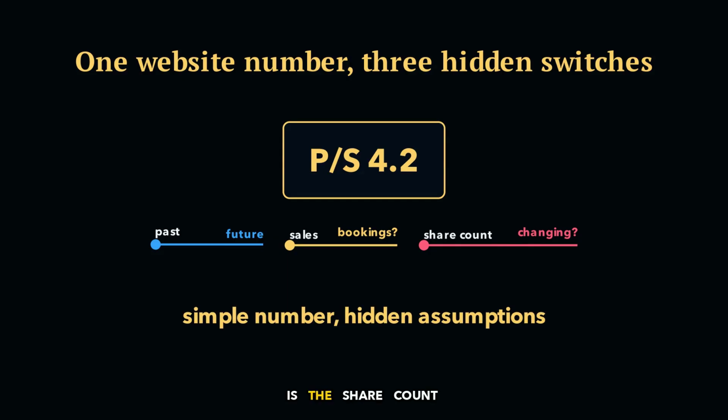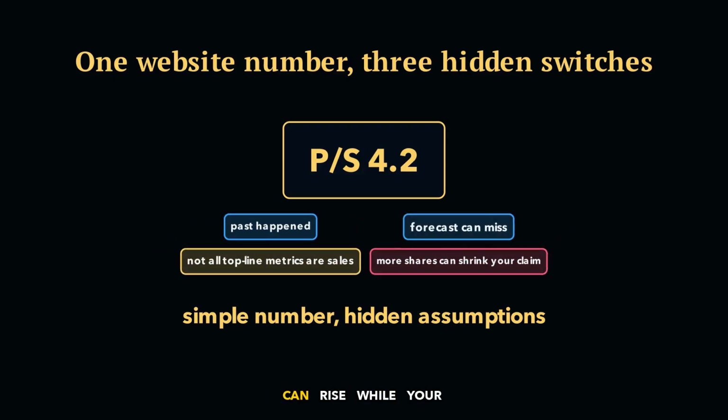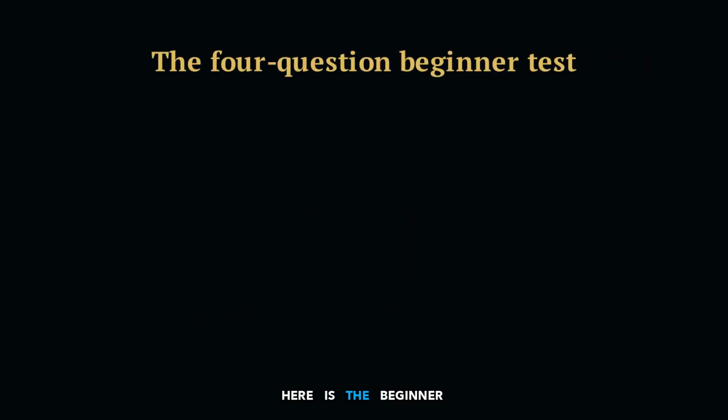Third, is the share count changing? If a company keeps creating more shares, sales can rise while your claim on those sales shrinks. That does not mean every company with new shares is bad. It means the PS number is not the whole picture. Simple number, hidden assumptions.